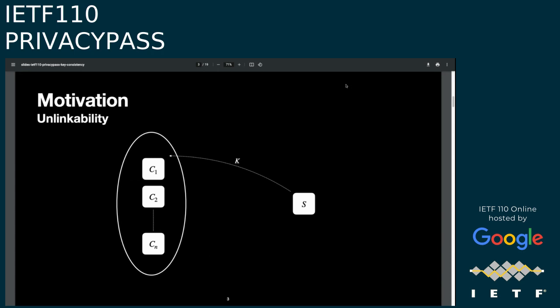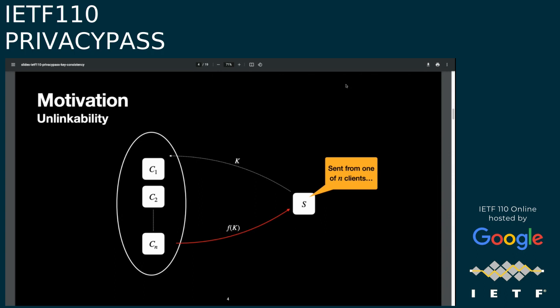So to go into the unlinkability requirement a little bit more, imagine you had a system with n clients, and you had a server with a particular key k. And this server somehow delivers its key to one of the clients in this anonymity set. Next slide.